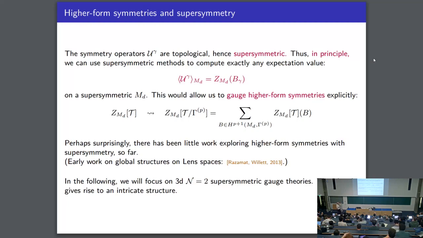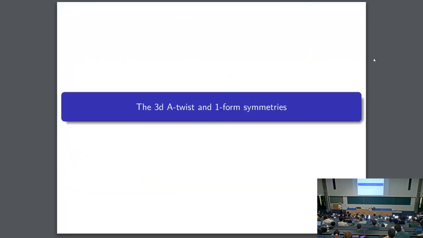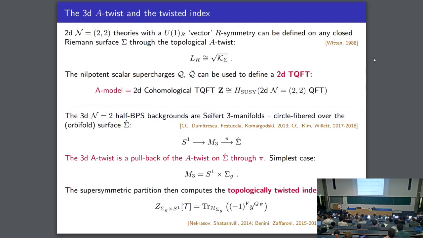There's been, of course, some work on that. I will mention some of it. So maybe the earliest work along those lines was by Shlomo and Brian Willett, also 11 years ago, as I said. But in the following, I will focus on the 3D N=2 supersymmetric gauge theories. And we'll discuss, if I have time, I'll mention something about 4D at the end.